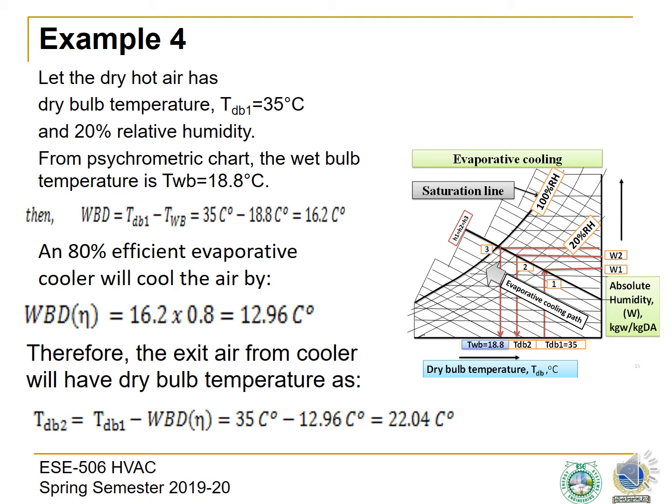Therefore, the exit air from the cooler will have dry bulb temperature 2 equal to dry bulb temperature 1 minus wet bulb depression times efficiency. So it is equal to 35 degrees Celsius minus 12.96 degrees Celsius, which is 22.04 degrees Celsius.